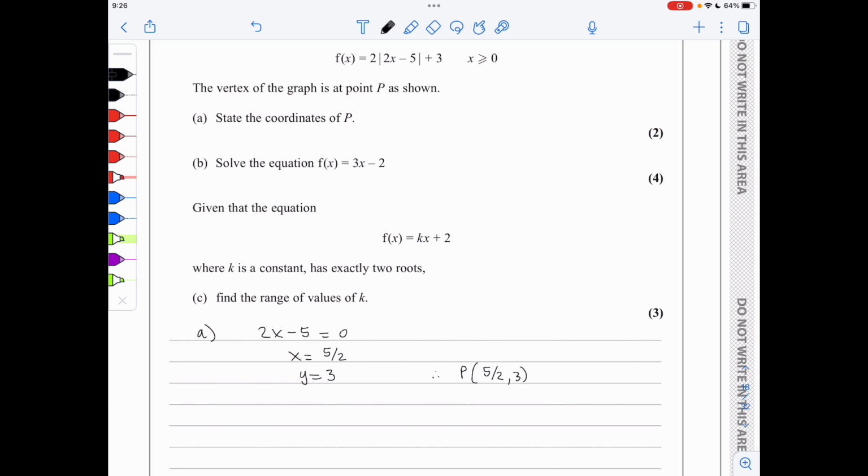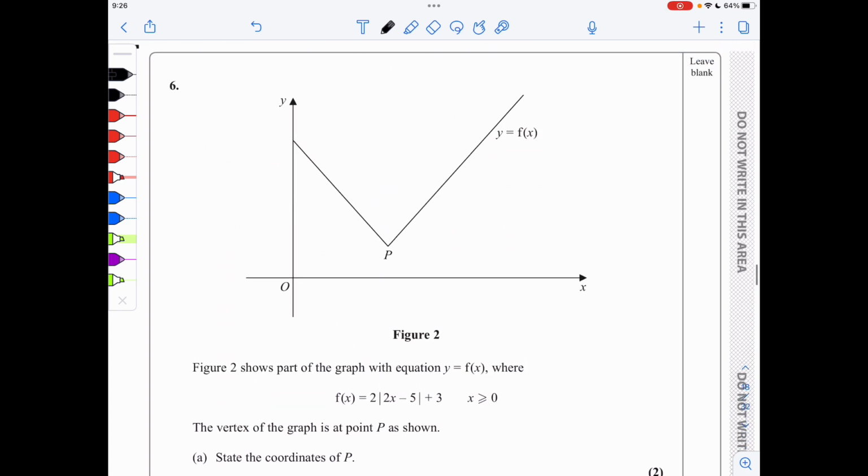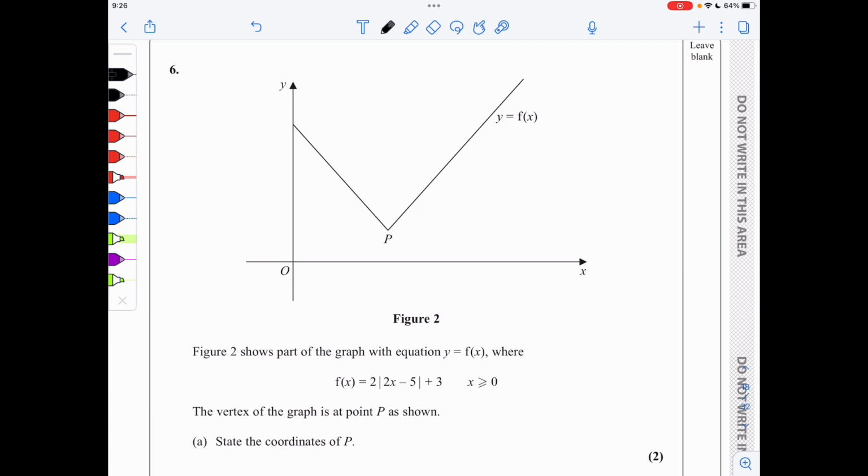In B, we're asked to solve f of x is 3x minus 2. So I will actually go back to my diagram here, and I will start adding some information. So I will start by identifying the equation of the line segment here and here. So on the right hand side, it's 2 times 2x minus 5 plus 3, which simplifies into y is 4x minus 7. And on the left hand side, we've got y is minus 2 times 2x minus 5 plus 3, which simplifies into minus 4x plus 13.